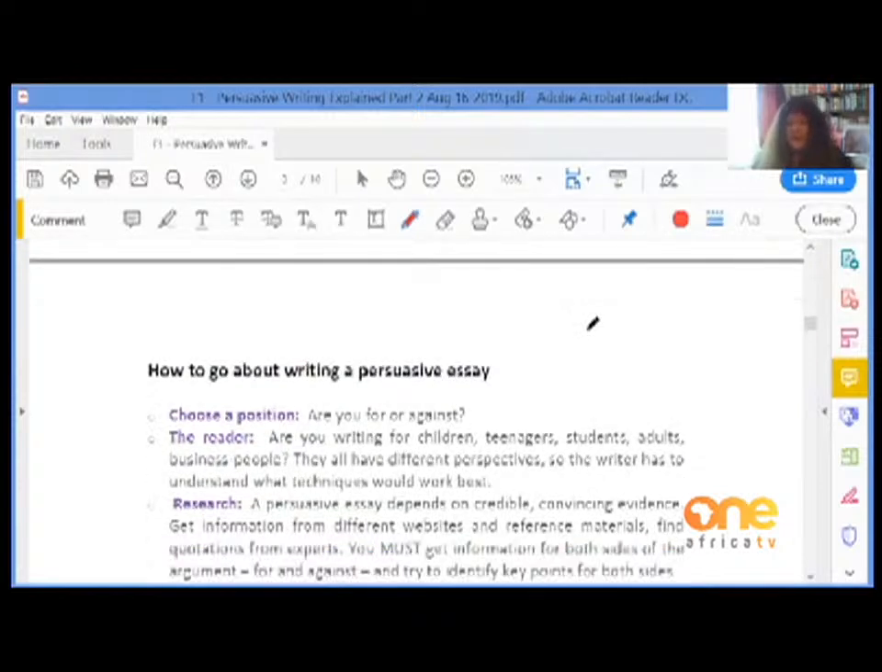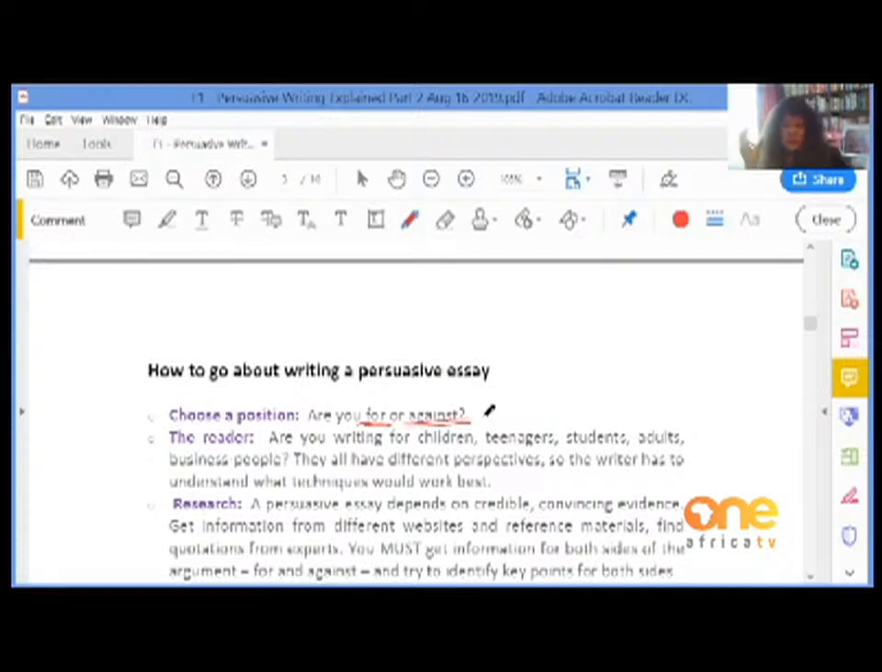What we didn't get around to was how to go about writing a persuasive or argumentative essay. Now, it need not be an essay, obviously. It could be a letter. It could be an assignment. Okay, as long as you know how to use those persuasive techniques, you shouldn't be going wrong. Right, what's the first thing you do when you sit down and think, oh, I have to write this letter to the zoo, let's say? First, you have to choose a position. Are you for or are you against? And do you have evidence that supports one better than the other?